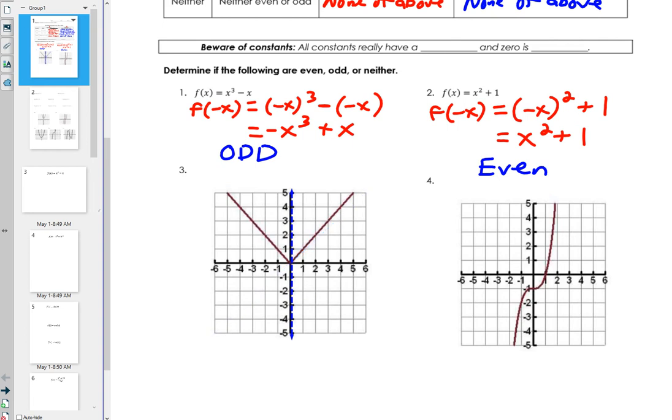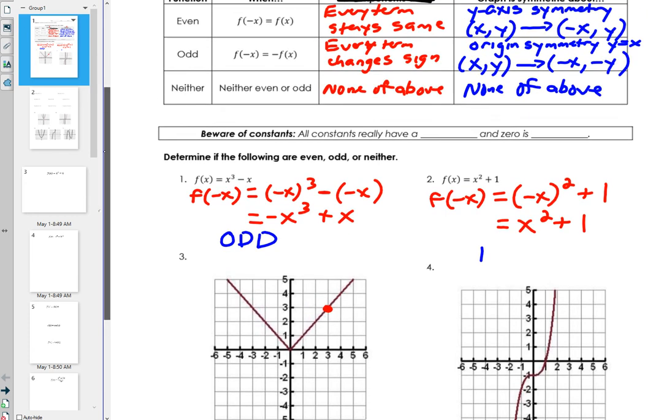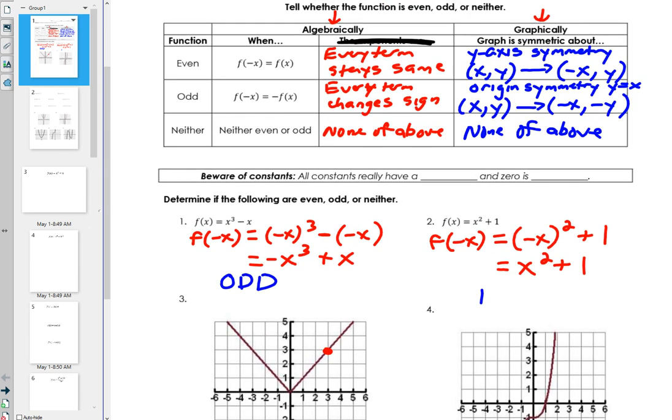This does appear to be even, but if you're ever not sure, do the point check that I gave you. Pick any random point. You might want to pick more than one point just to be safe. But like here, look, this has 3, 3. So what other point should be here? Negative 3, 3, because I told you up here, for any point, negative x, y should be there. So you just change the sign of the x.